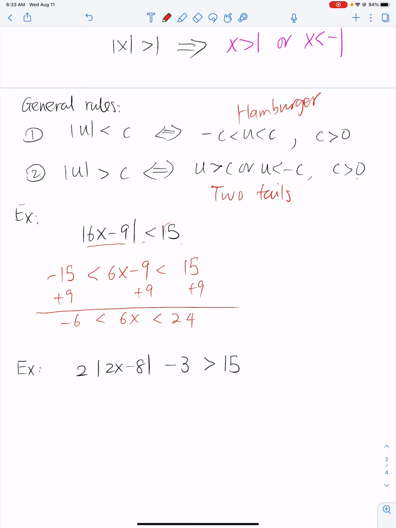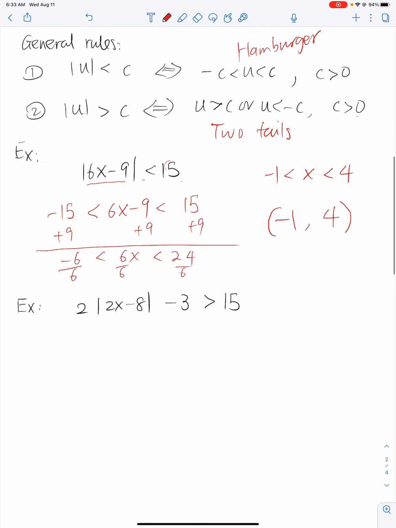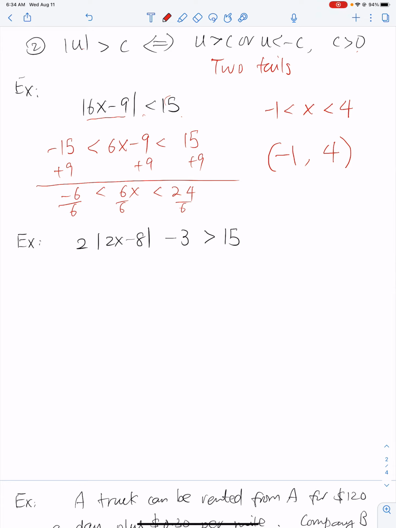Okay, so then what should we do? Divide by 6, divide by 6, divide by 6. What do we have here? Do we need to flip the sign? No, because we divide by 6, yeah? So what do we have here? Negative 1 less than x less than 4. Do you guys still remember the interval notation? The smaller number goes first, the bigger number goes to the right. Less than, parentheses, less than, parentheses. Perfect. Okay, so what should we do? Because you have absolute value, you have a bunch of numbers and it does not look so nice.